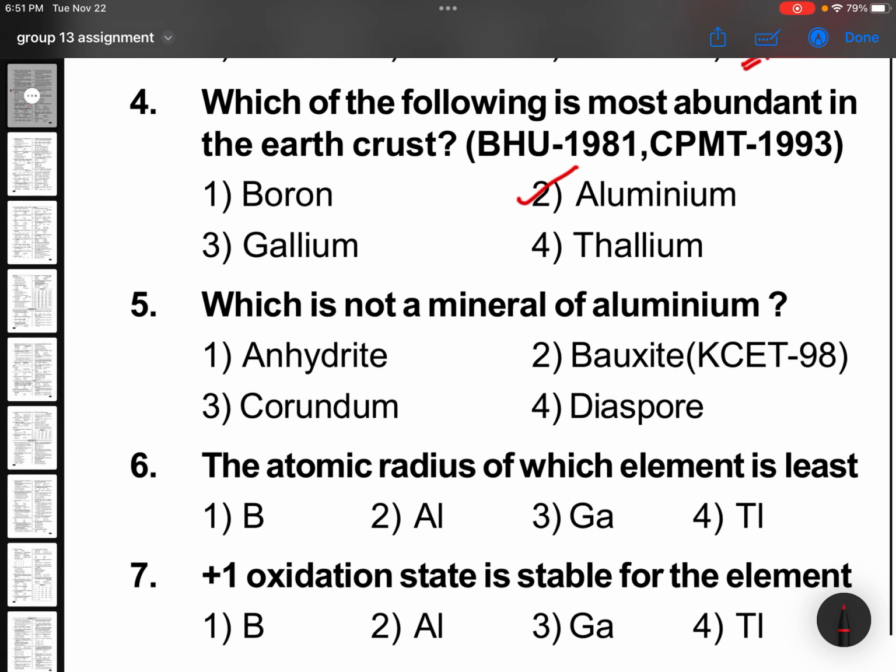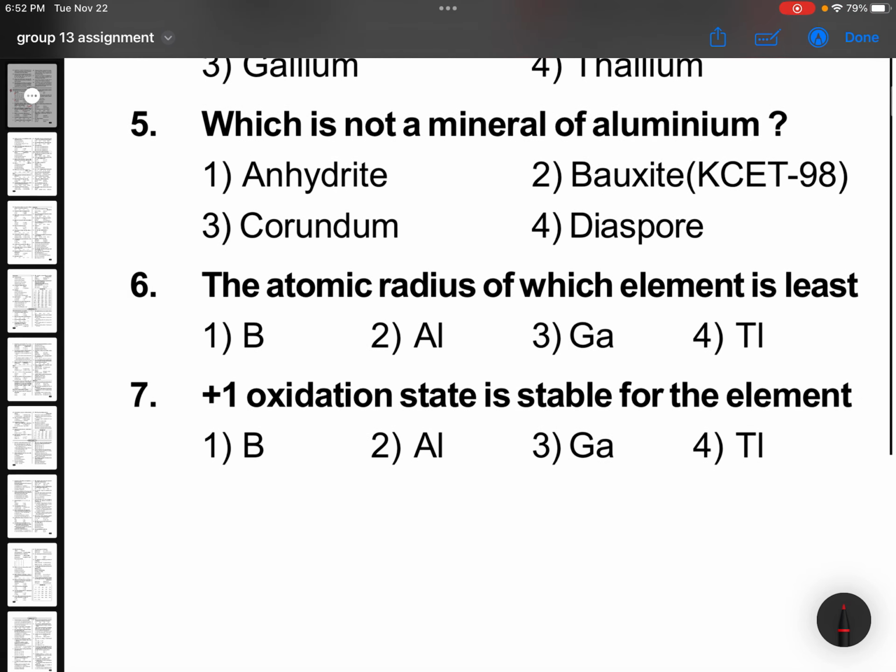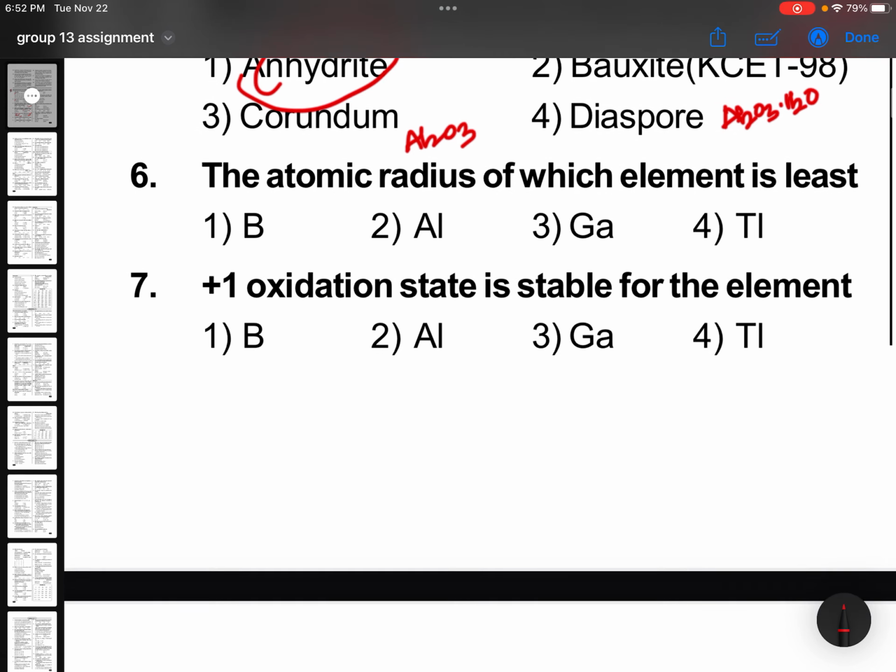Which of the following is the most abundant in the earth's crust? That credit goes to aluminium. Which is not a mineral of aluminium? Bauxite is Al2O3·2H2O. Corundum is just Al2O3. It is Al2O3·1H2O. So anhydride is calcium sulfate. That's your answer.